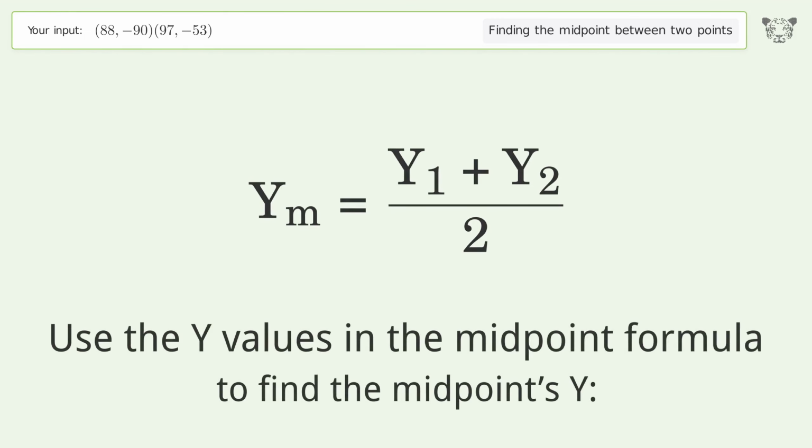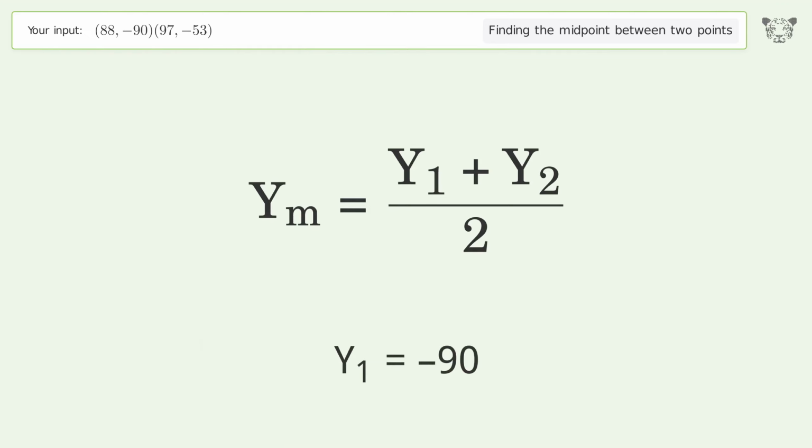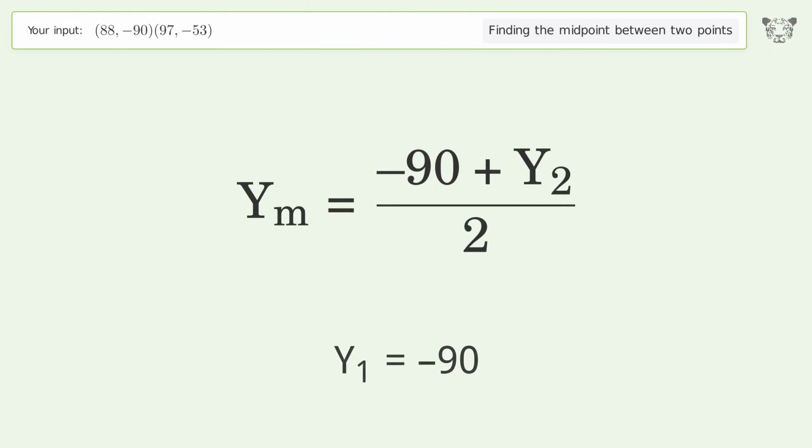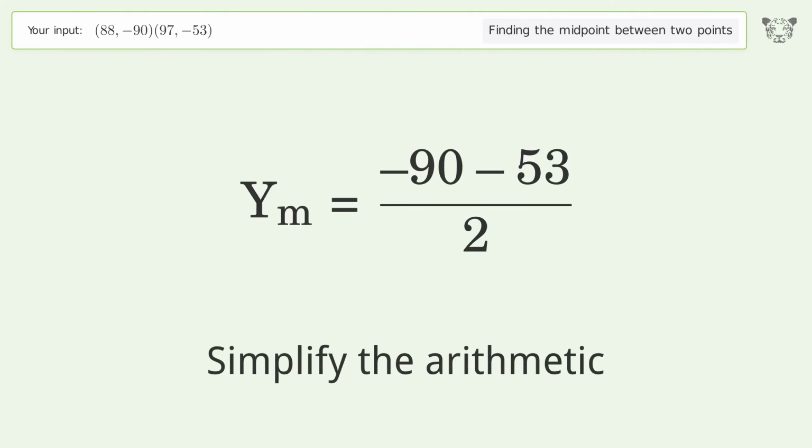Use the y values in the midpoint formula to find the midpoint's y. y1 equals negative 90. y2 equals negative 53. Simplify the arithmetic.